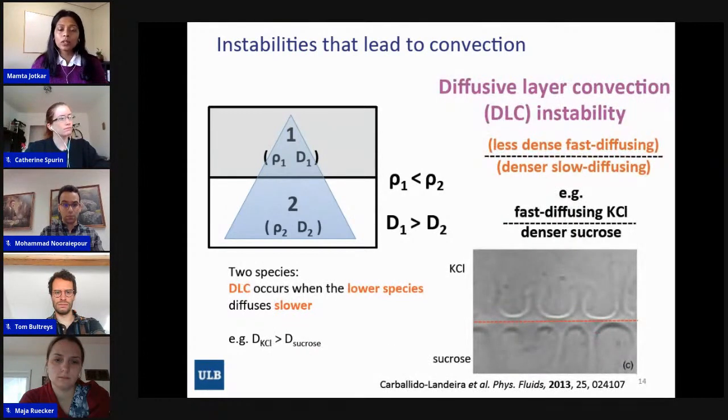Another type of instability that can occur in stable density stratification is the diffusive layer convection. That is when the top fluid is fast diffusing, but the bottom one is slow. And this gives rise to a depletion zone above and an accumulation zone below. And typically these antenna-shaped structures are formed. So to sum up, in addition to the classical Rayleigh-Taylor instability, an additional convection zone appears below the reaction front, and this is different from the equally diffusive scenario.